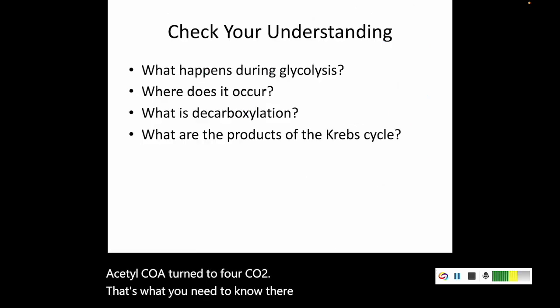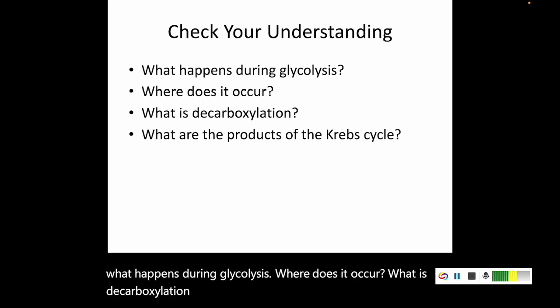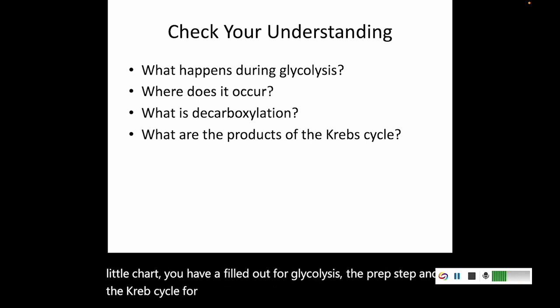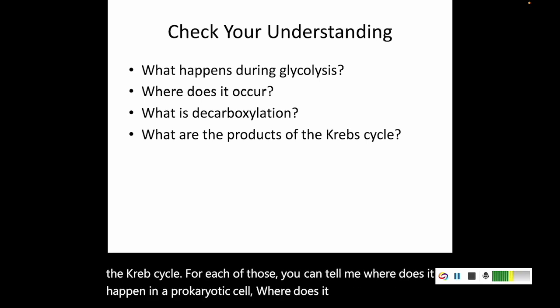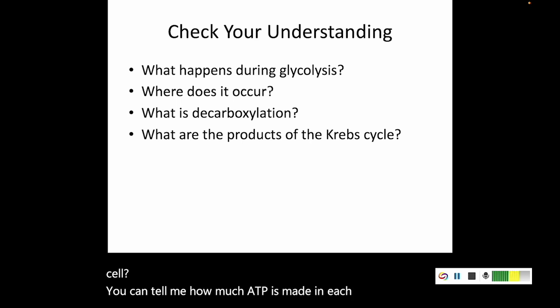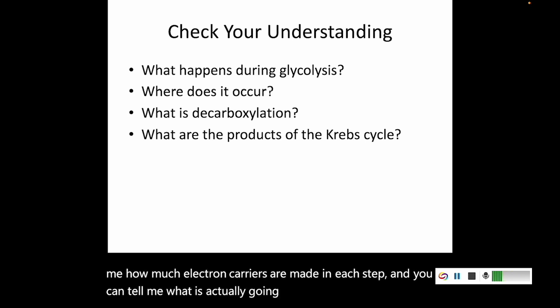Okay, so now you can tell me what happens during glycolysis. Where does it occur? What is decarboxylation? What are the products of the Krebs cycle? Your little chart, you have it filled out for glycolysis, the prep step, and the Krebs cycle. For each of those, you can tell me where does it happen in a prokaryotic cell? Where does it happen in a eukaryotic cell? You can tell me how much ATP is made in each step. You can tell me how many electron carriers are made in each step, and you can tell me what is actually going on in that step.